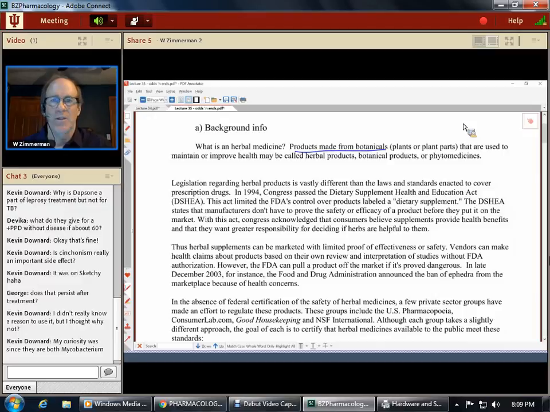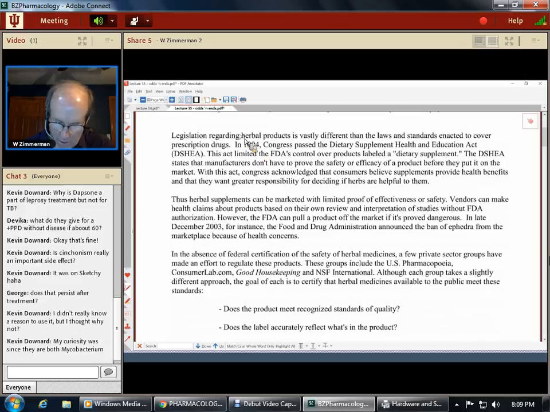The big change that occurred was back in 1994, with totally different legislation than what we're used to thinking about with drugs. In 1994, Congress passed the Dietary Supplement Health and Education Act. What that did was severely limit the FDA's control over products labeled as dietary supplements. So suddenly, if you can get anything out there called a dietary supplement, there's not much control on it.